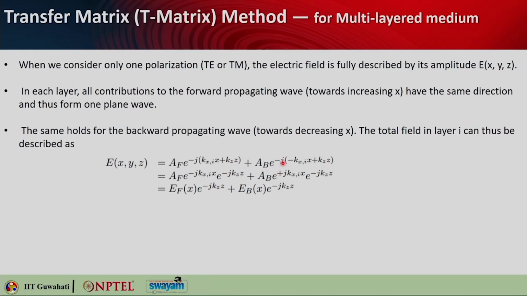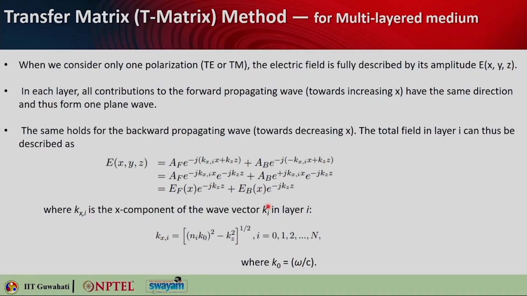So, you can write e to the power minus j. The backward propagating wave will propagate along the minus x direction, so it will be minus k_xi times x plus k_z z. And then when you break this exponential into two components and club these together, you can write this as the forward electric field. So, this is the forward electric field, this is the backward electric field, or you can say forward propagating electric field or backward propagating electric field.